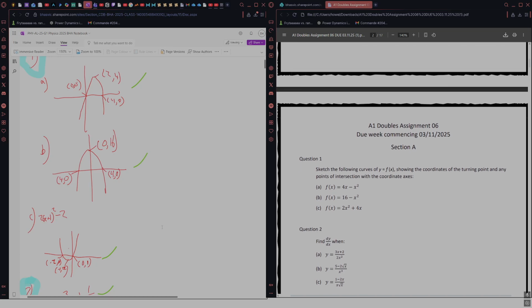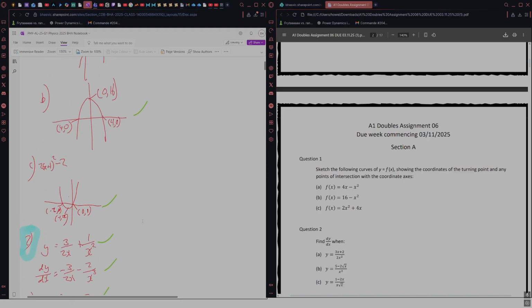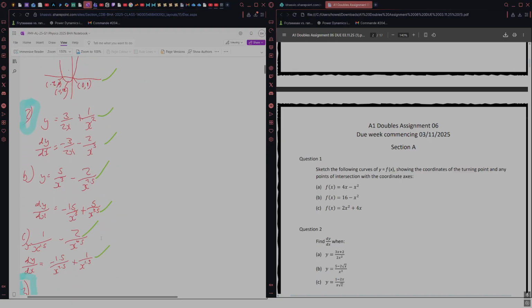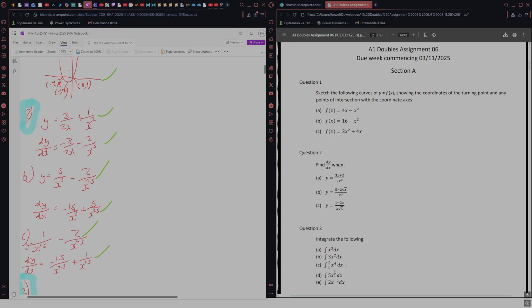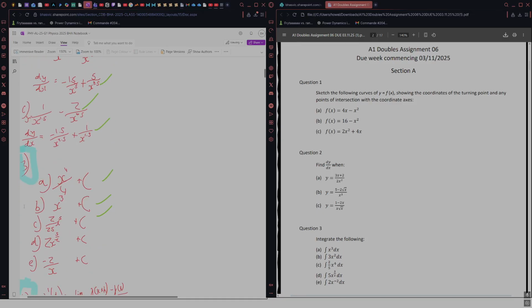Next question, we've just got some differentiation. So for all three questions, just turn it into whatever form you want to turn it into. It's easiest to do that and then differentiate. Just do that for all three of them, and you get these answers. For question 3, we have a similar thing, just for integration. Again, just turn it into whatever form you want, but I just integrated because it's already in a pretty nice form, so you can just integrate it by itself.